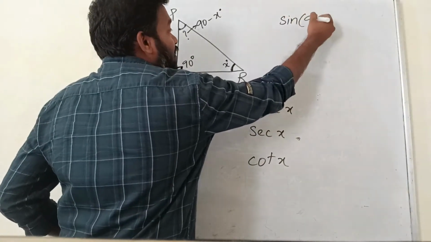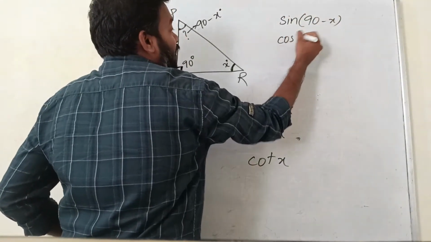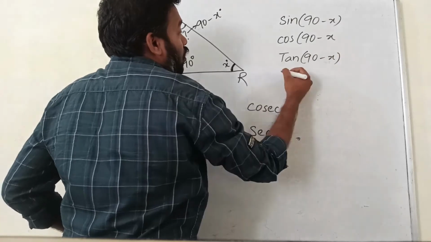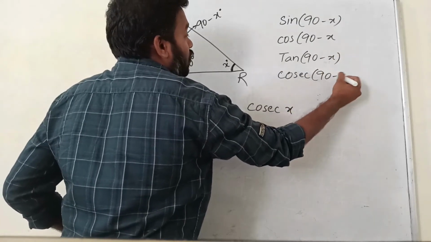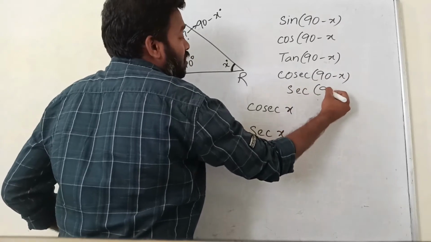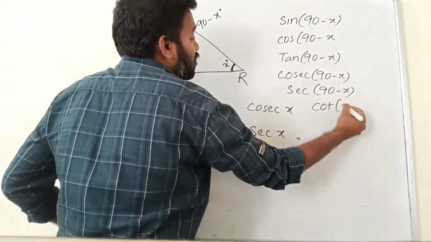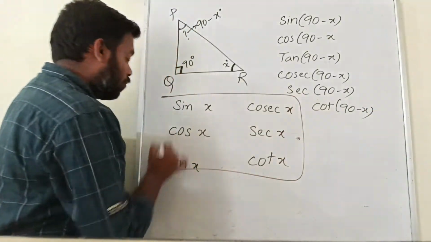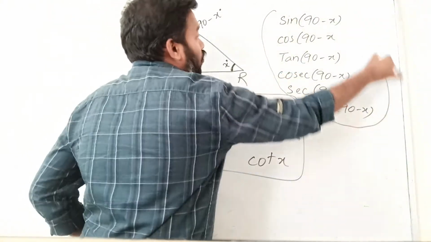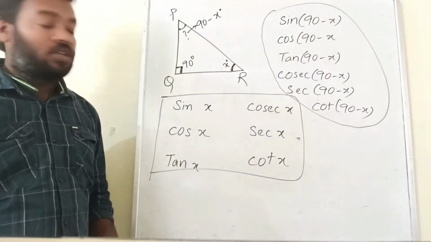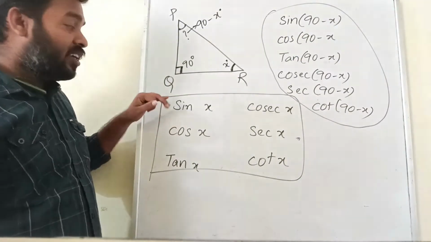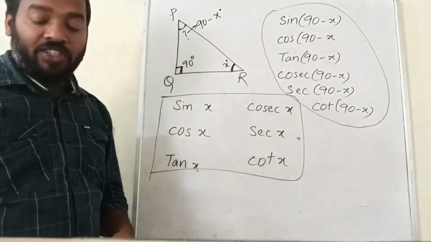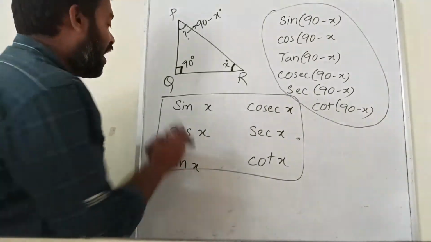Those are sin 90 minus X, cos 90 minus X, tan 90 minus X, cosecant 90 minus X, secant 90 minus X, and cot 90 minus X. We need to see the relationship between this group of trigonometric ratios and this group of trigonometric ratios. So first let us find the trigonometric ratios individually, that is sin X, cos X, tan X, and all the other trigonometric ratios by using the formulas which we have discussed earlier.